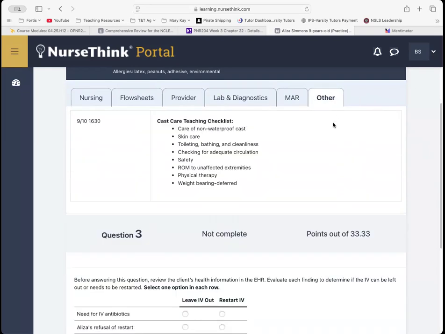Okay. So last thing is that cast care teaching checklist. So we find out that we have a non-waterproof cast. So we're going to teach care about that, skincare, toileting, bathing, cleanliness, circulation checks, safety measures, range of motion, physical therapy. Weight bearing is deferred for the time being. What additional teaching would we want to do with parents? How do we go about doing that teaching?